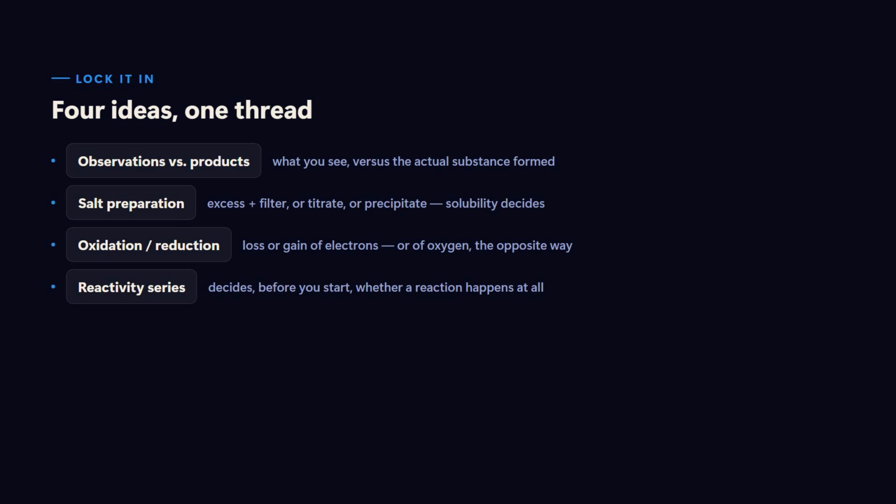So, 4 ideas, one thread running through them. Observations describe what you see. Products name the actual substance. Read which one the question is asking for. Salt preparation, excess solid and filter, or titrate or precipitate directly. Solubility decides which. Oxidation is loss of electrons or gain of oxygen. Reduction is the opposite. Check which definition the question is using. And the reactivity series decides, before you even start, whether a reaction happens at all.